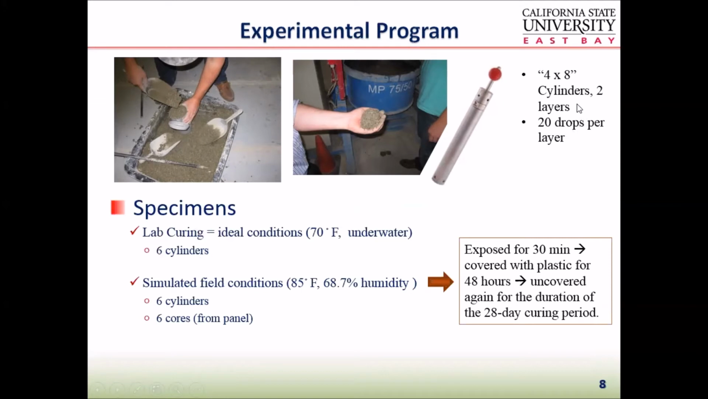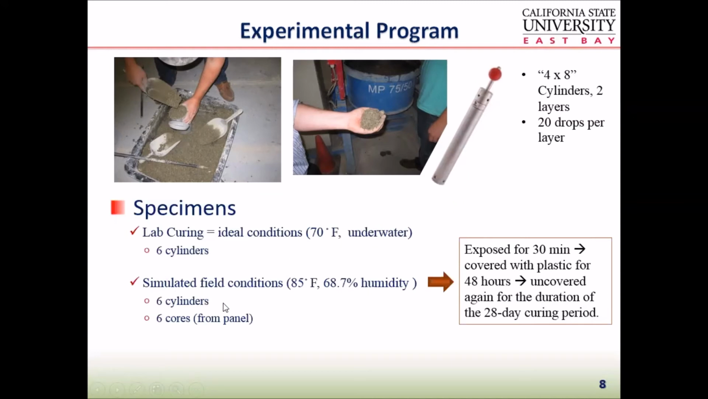They were compacted into 2 layers, and each of the layers was compacted using a Proctor hammer with 20 drops per layer. Then we did an additional 6 cylinders, for which we used the same conditions as I described before.